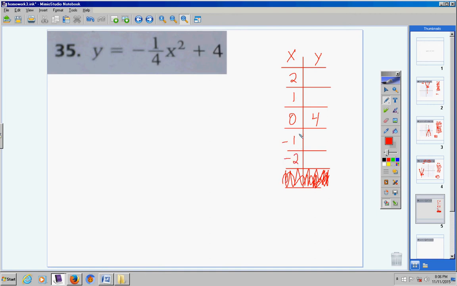Alright, so let's substitute 2 in for x first. Negative 1/4, parentheses 2 squared, positive 4. Now don't freak out. Take your time and use your calculators, okay? Take your time and use your calculators. Now, the first thing I want to show you is simply this.